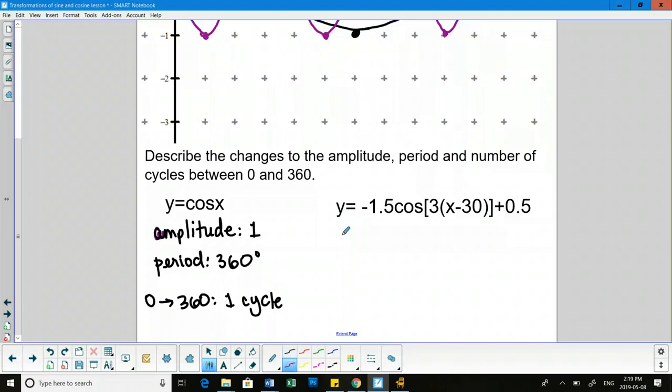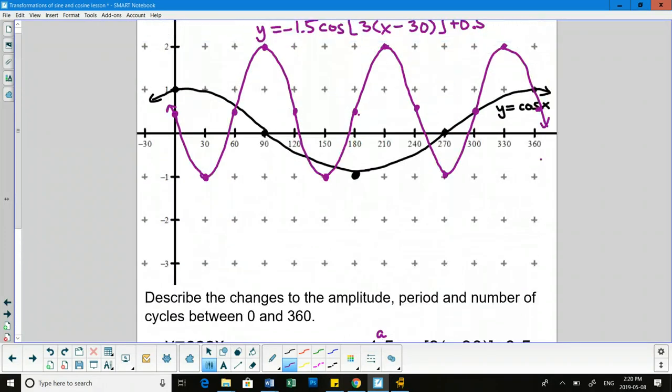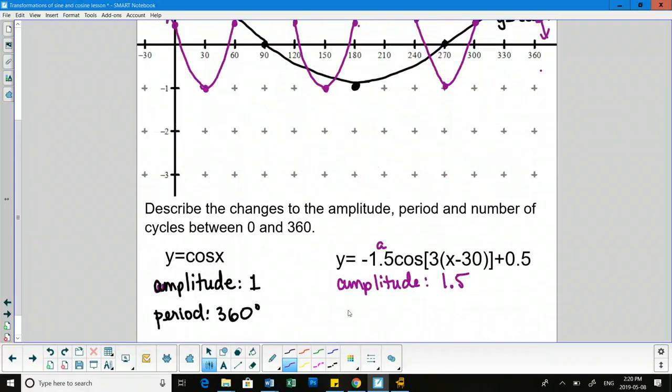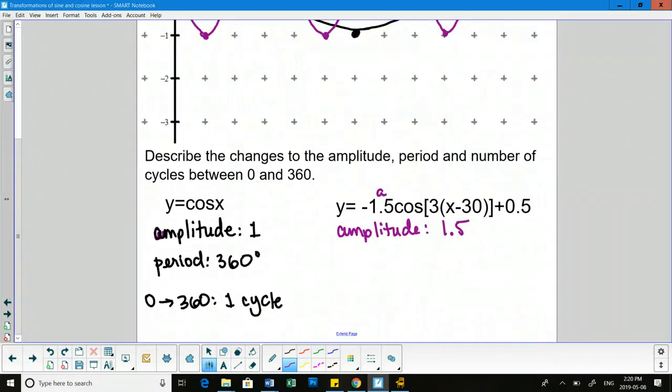Okay, how have things changed for our transformed graph? What's our new amplitude? 1.5. Yep, so we can see that with the A value here. We can also see with our graph here, it is 3 units from -1 to 2. And when I cut that in half, I get 1.5. So amplitude is 1.5.